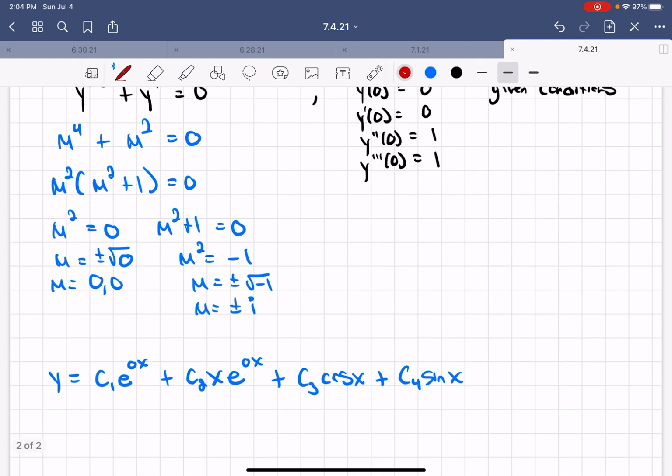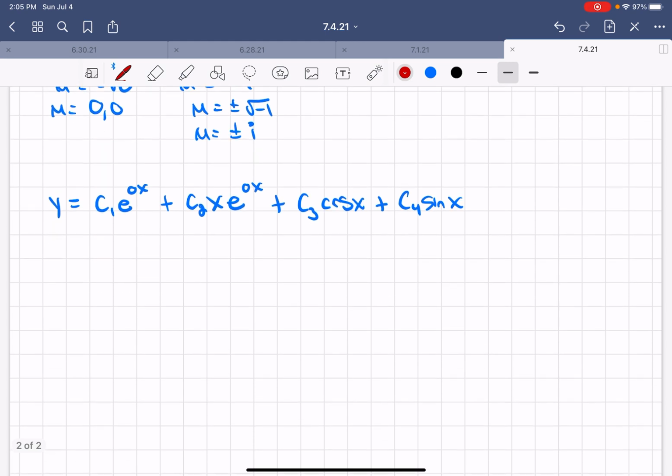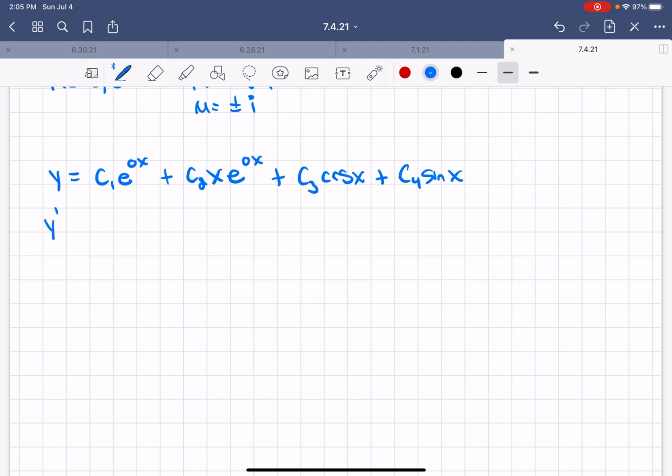Now from here, because we have these given conditions, we're going to have to find the derivatives, and it looks like we're going to have to find the third derivative. So let's jump right into this. Y equals, well, let's clean this up a little bit. Anything to the 0 power is just 1, so it'd just be c1, plus c2x plus c3 cosine x plus c4 sine x.